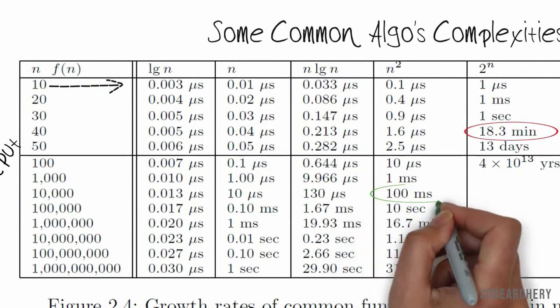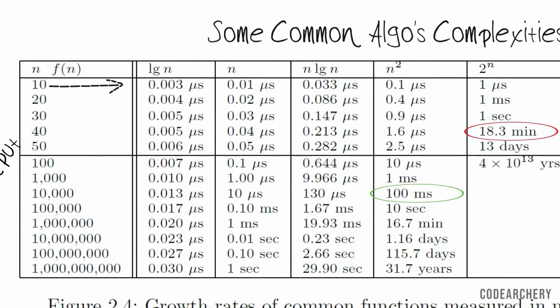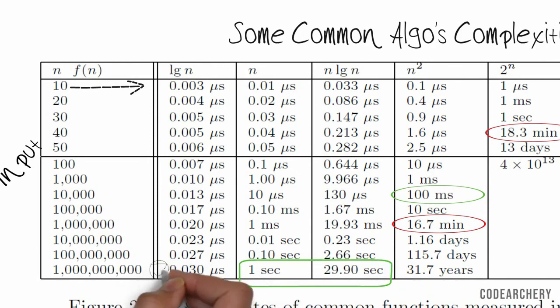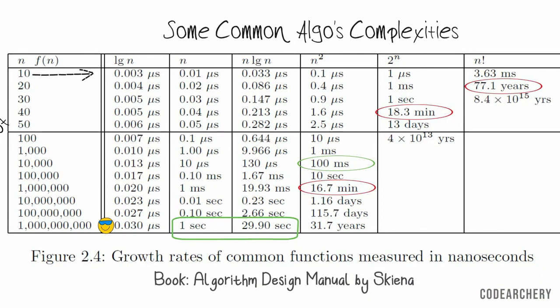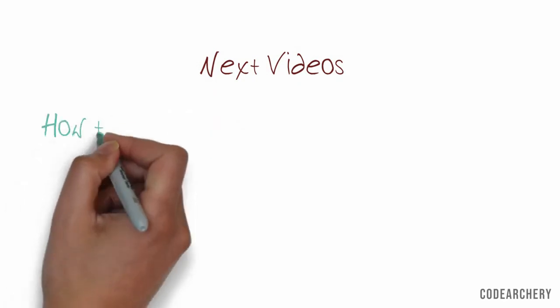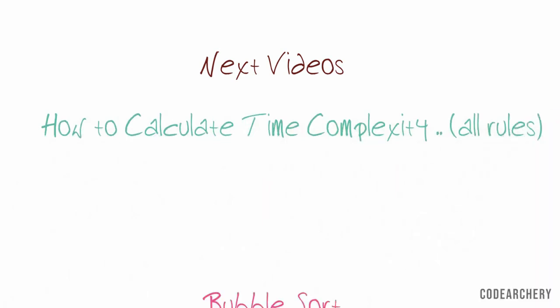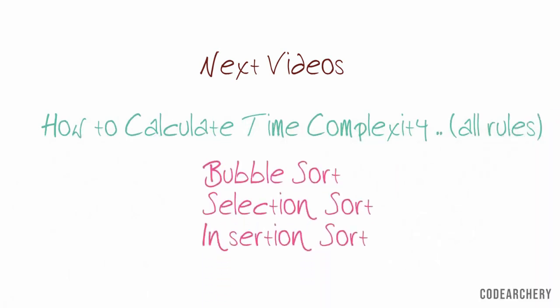Quadratic time algorithms are good for inputs up to 10,000 but are useless for inputs greater than 1 million. Linear time and n log n always remain practical for 1 billion items. And log n also is the boss. Nothing is better than that. You don't have to memorize this table. I just wanted to show you how much of a difference it makes, how important time complexity is. In my next video, I'll teach you all the rules and methods to calculate time complexity. I'll take lots of examples, plus we'll calculate the time complexity of bubble sort, selection sort and insertion sort.